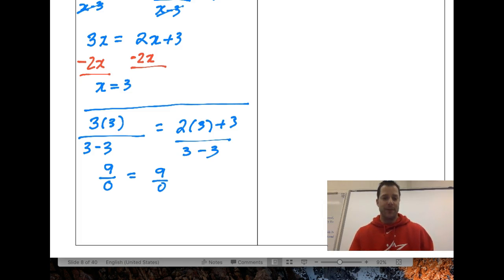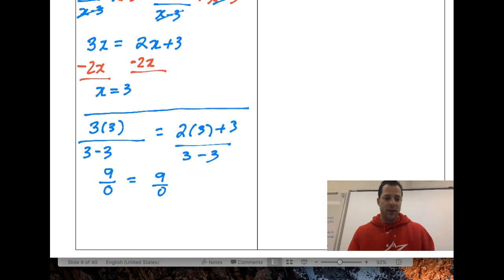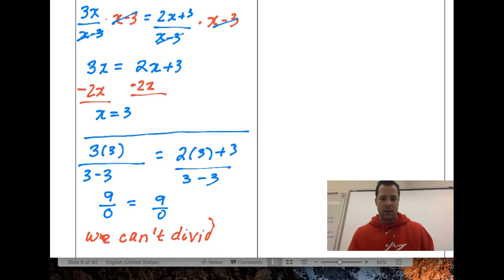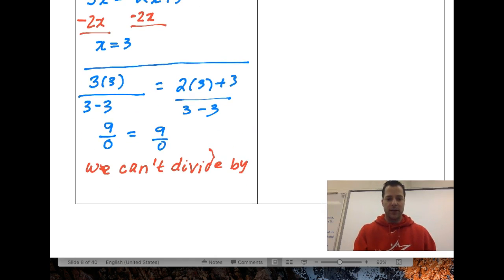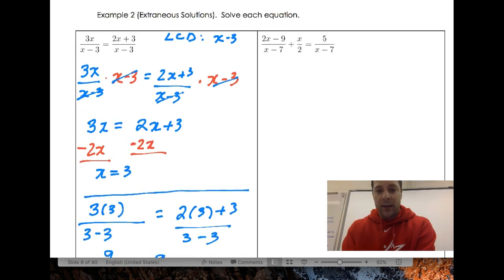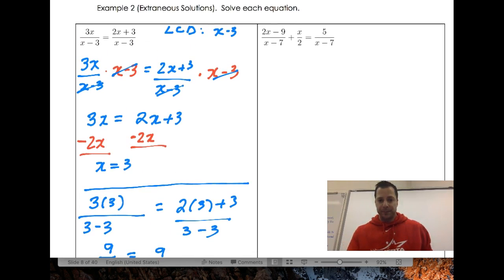You can't divide by 0. Oh, this is funky. What is going on? Divide by 0. So in this case, there is no solution. I only had 1 there, and it didn't work. Okay, so let's look at our next example. It's our final example, and it's also going to have something that's extraneous.